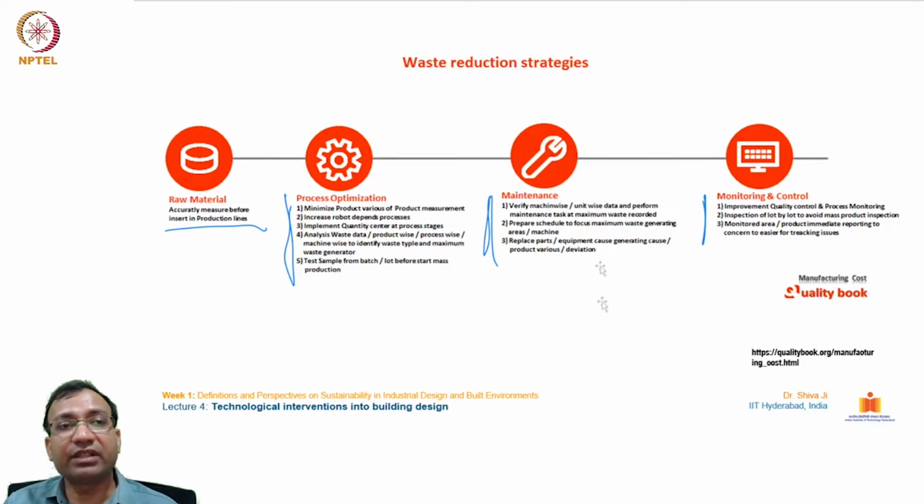On the maintenance side, verify machine-wise and unit-wise data and perform maintenance tasks where maximum waste is recorded. If we have this data, like how much was the maximum waste generated at a given machine and at what capacity, then we can go back and re-engineer it to minimize the waste, so that there is very little output on the waste part. Second, prepare a schedule to focus on maximum waste generating areas and machines. Third, replace parts and equipment causing product variations and deviations. So these are the final points over here.